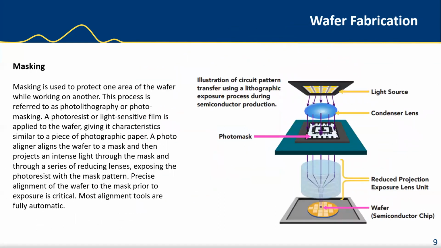Here in the masking stage, the photomask, the circuit design, is exposed onto the wafer. It's similar to the photography process where images are exposed onto a film. In this case, the wafer is the film, and we are dealing with circuit sizes that are so small the human eye would not be able to detect them. Once the mask pattern is completed, the wafer moves on to the next stage, which is the etching.